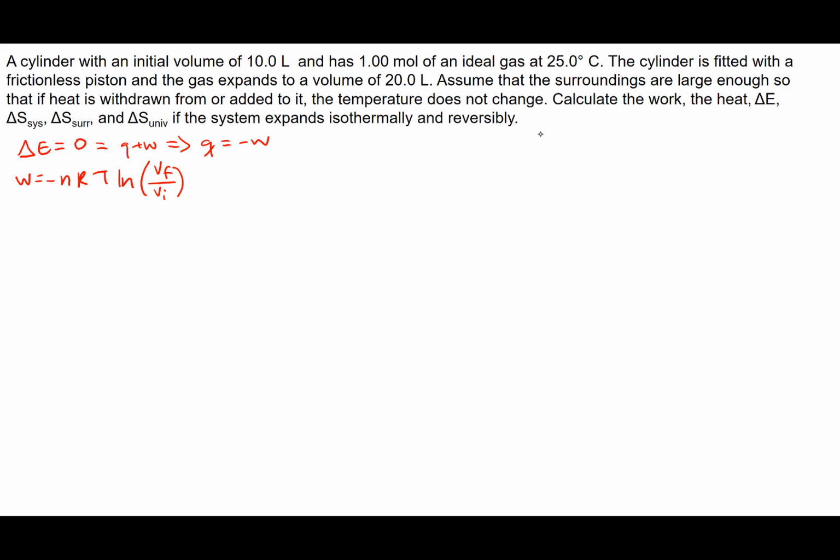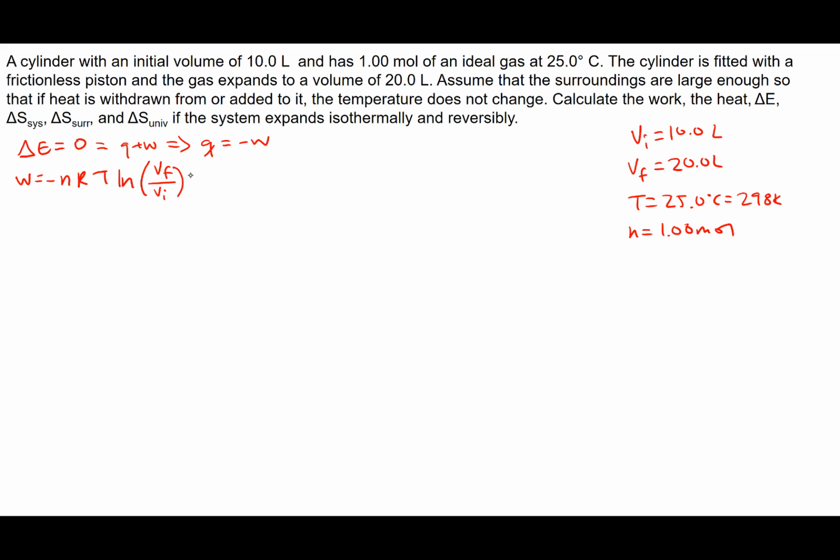And so if we write out what we have, V initial is 10.0 liters, V final is 20 liters. The temperature we are at is 25.0 degrees Celsius, which is 298 Kelvin. And then the number of moles we have is 1.00 moles in this case. So if we take all of those values and plug them into this equation, we should be able to solve for the work.